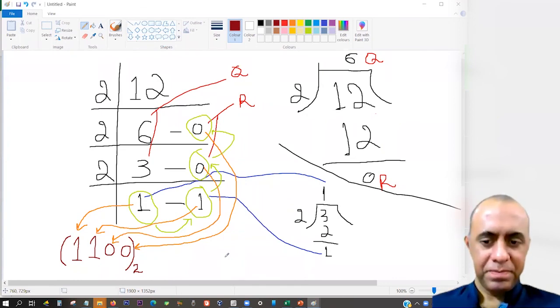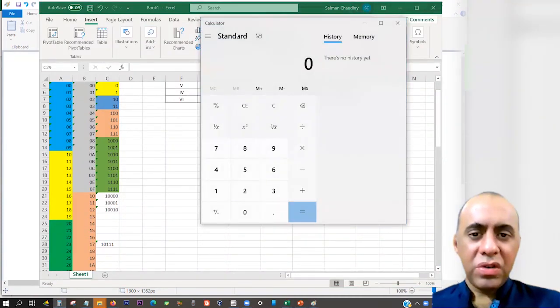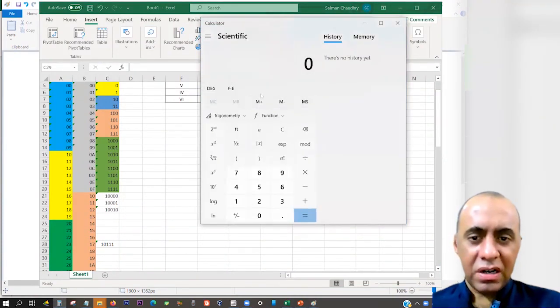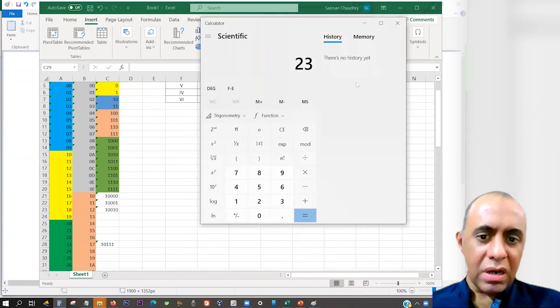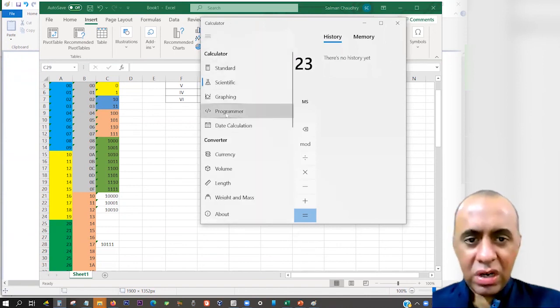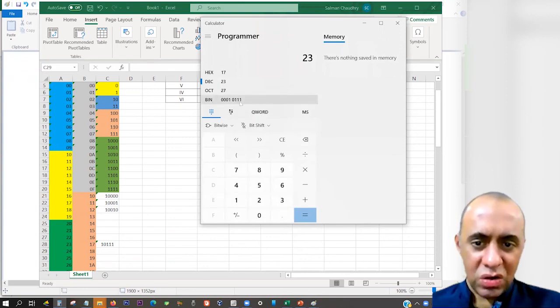Any questions? Okay, so if you want to do it quickly, you can go to the calculator, go to the programmer view, not scientific. You could write 23 and see the binary representation, which is 10111.